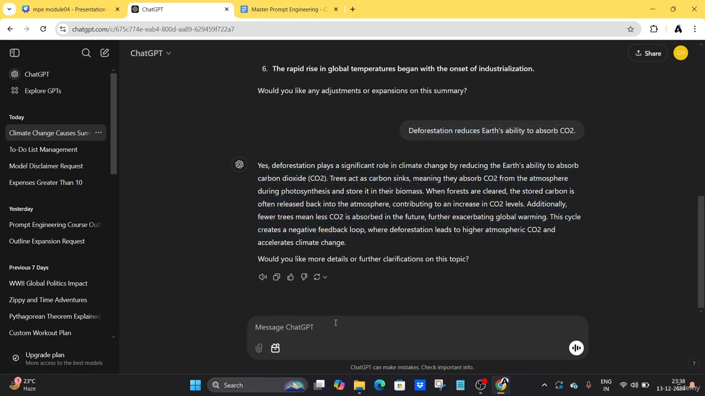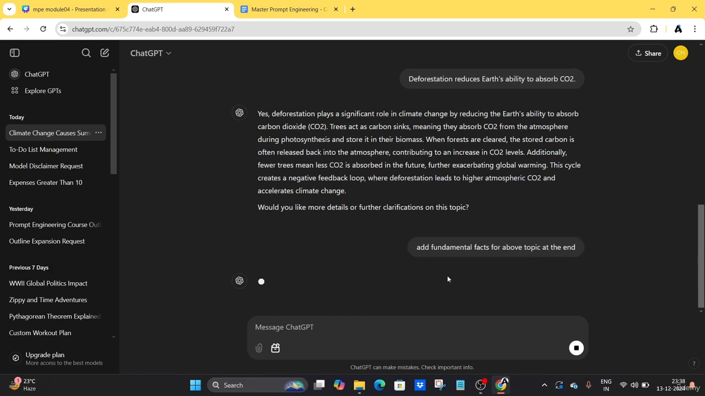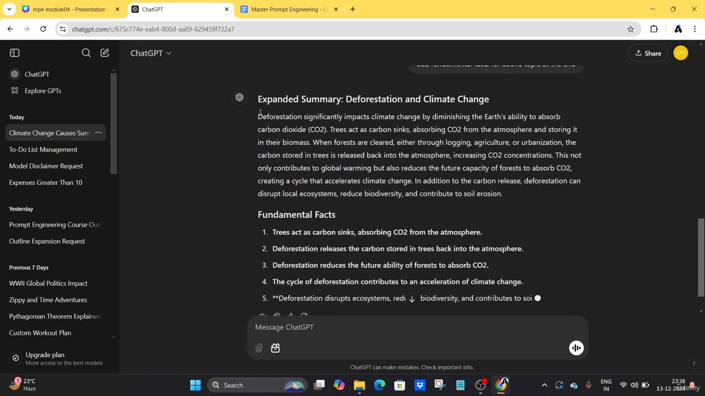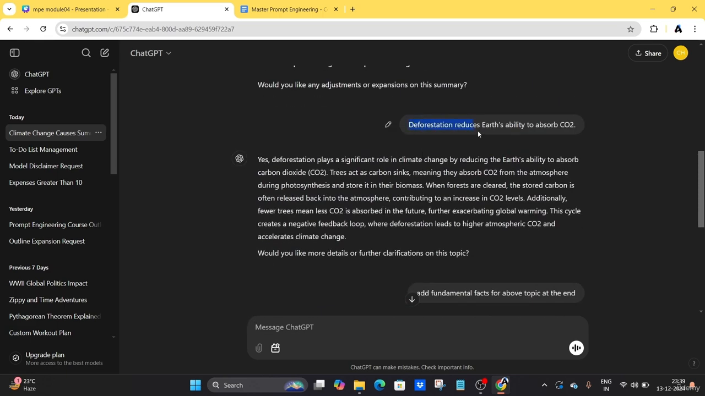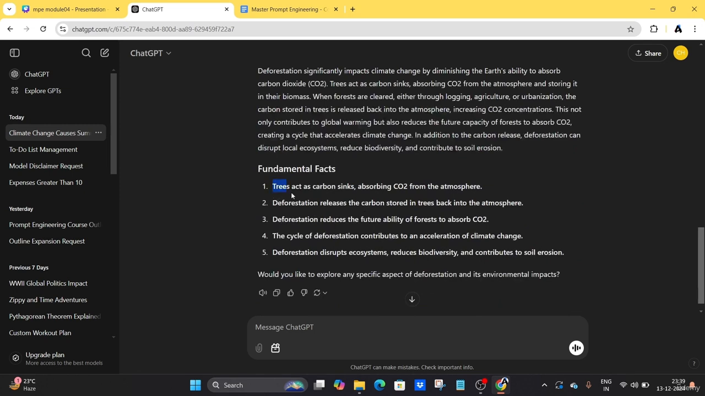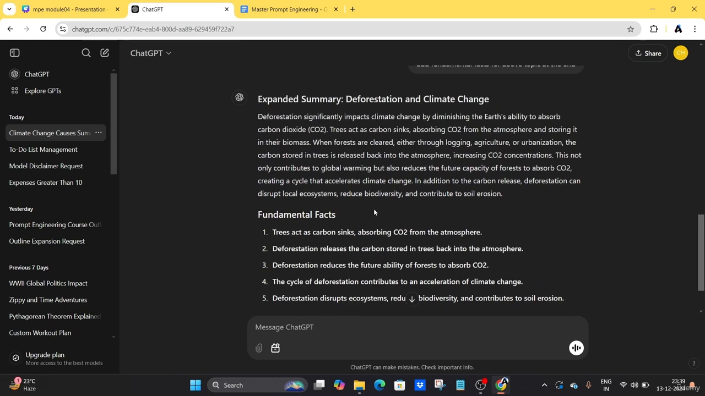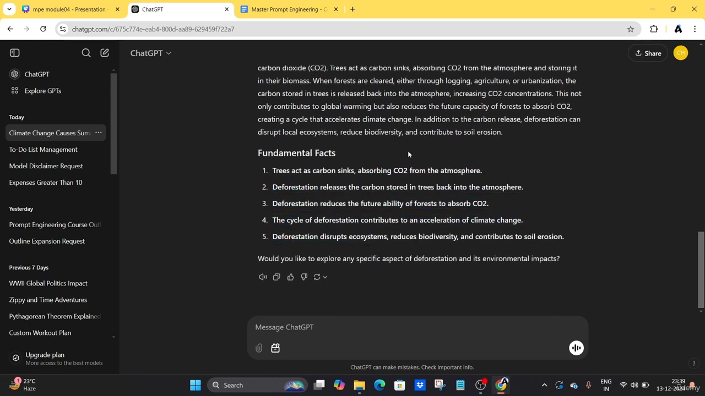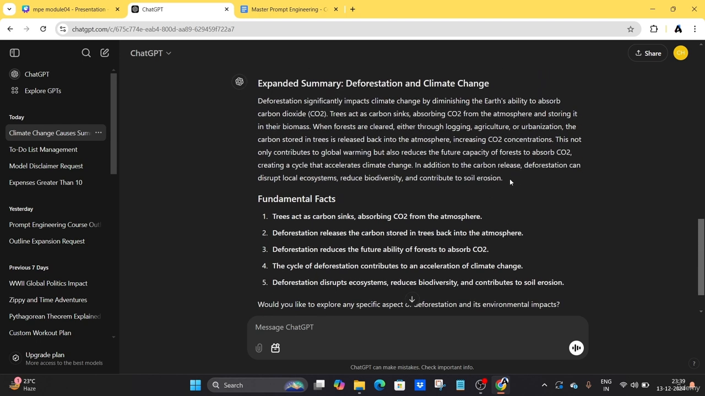So now I will tell the AI, no, you can add this also: add fundamental facts for the above topic at the end. What it will generate is some fundamental facts about this topic, that is, deforestation and climate change. Here, deforestation reduces earth's ability to absorb CO2. So for this summary it will add some fact points that I can easily verify, and I can say whether the output is correct or not based upon these fundamental facts. So this is easy to read, verify, and proofread the AI output.